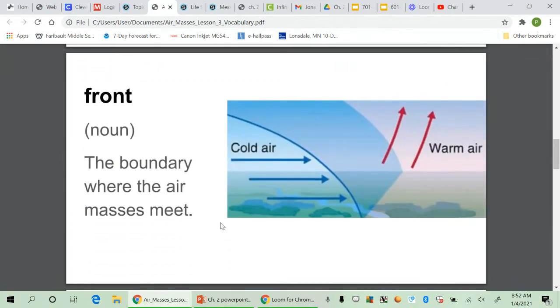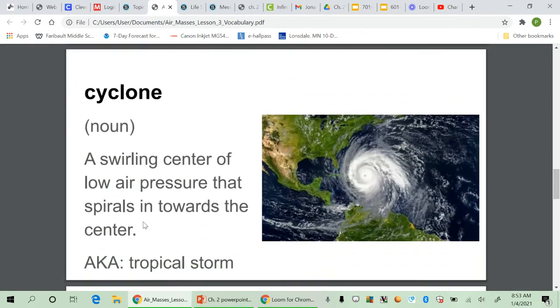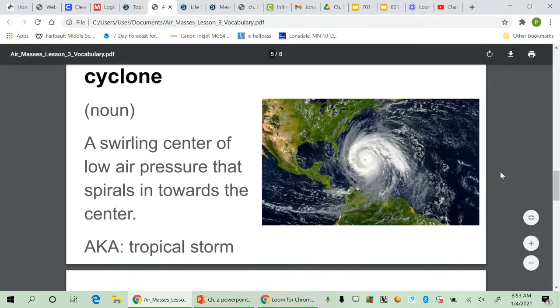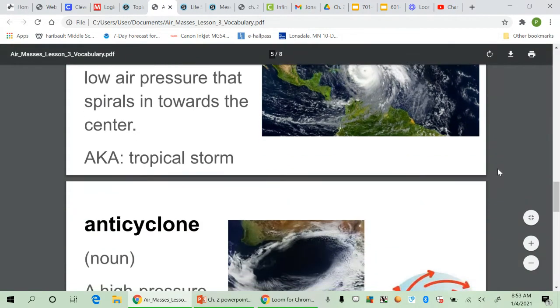The next one is front. In weather terms, that's the boundary where the air masses meet. Cyclone, that's a swirling center of low air pressure that spirals toward the center. It's also known as a tropical storm, and you can see a picture here. I believe a hurricane is a type of cyclone.